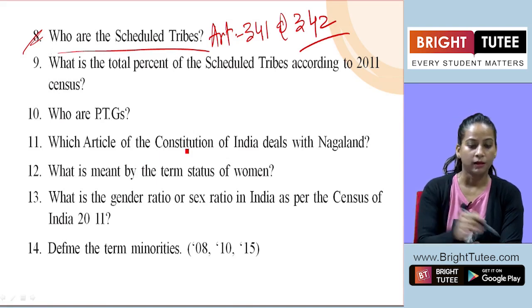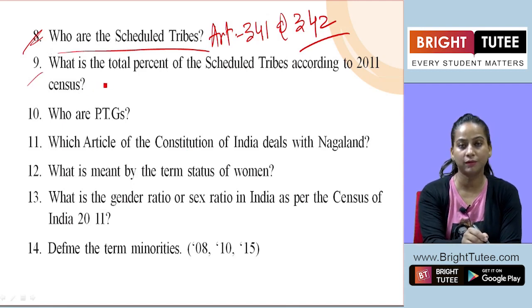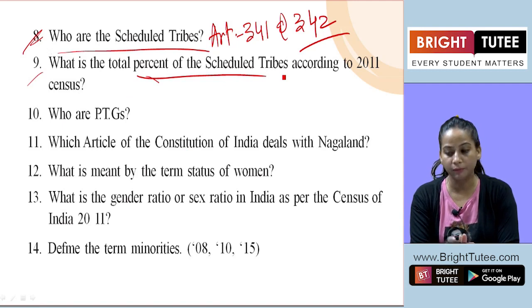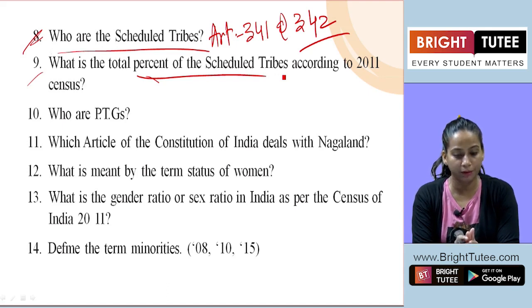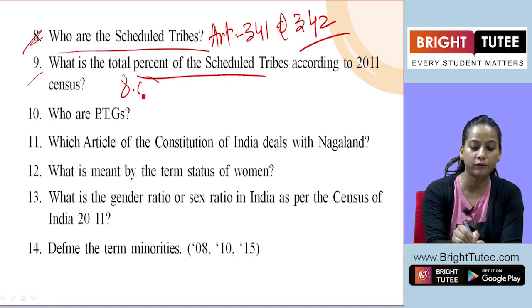This sort of term has been used and the provision has been given in our Indian Constitution. The next one they have asked based on the same topic: what is the total percentage of scheduled tribes according to the 2011 census? According to the 2011 census, the total percentage of scheduled tribes is 8.08%.